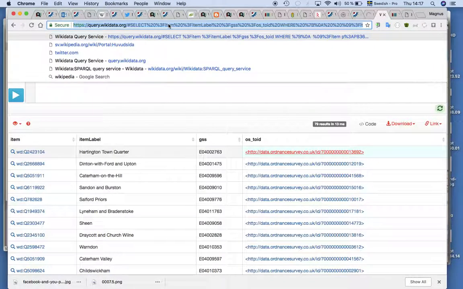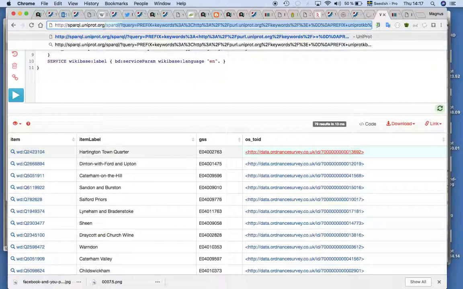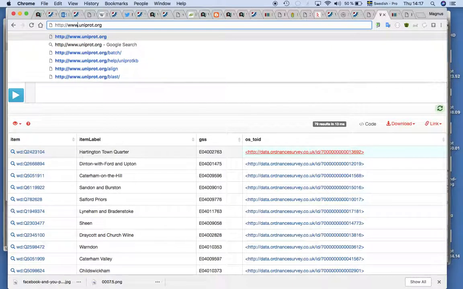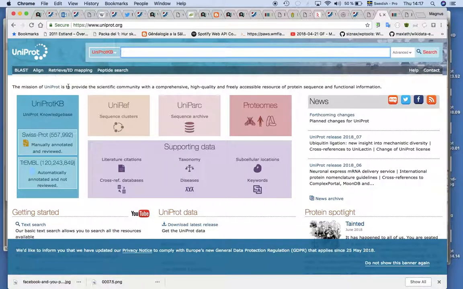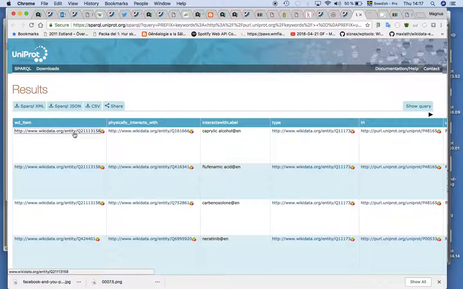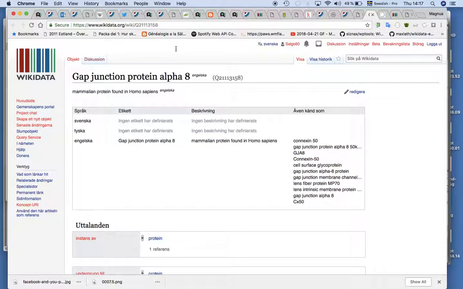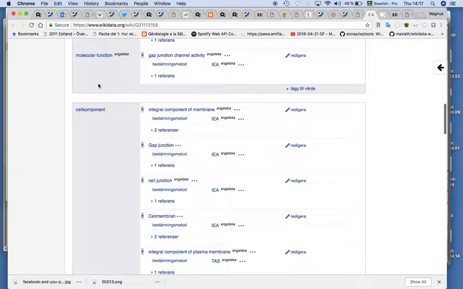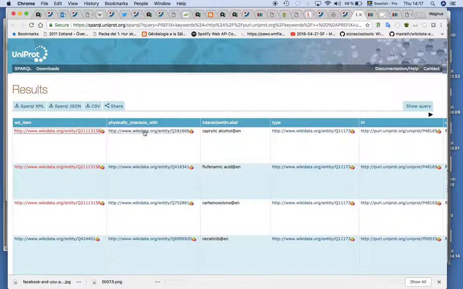If we look at what they, and my understanding, it's some protein. The mission is to provide scientific, high quality protein sequencing. So here we have the Wikidata item they have found. Gap junction protein, totally out of my understanding what it is. Physically interacts with, and so on.